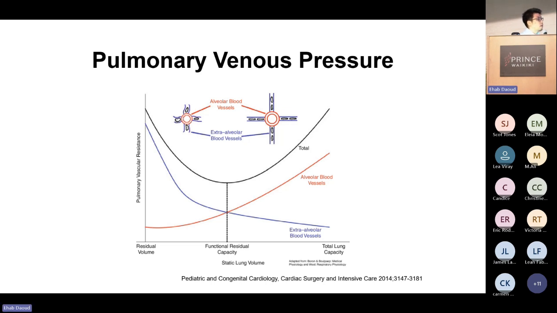On the other hand, alveolar blood vessels, that's the vessels around the alveoli, because the alveoli get bigger, they're stretched, and then resistance goes up. So total pulmonary vascular resistance is a summation of these two, and that's a U-shaped curve. The lowest resistance is achieved at functional residual capacity. And that's a very important notion when we think about the RV, because a normal person is supposed to be here without doing anything.